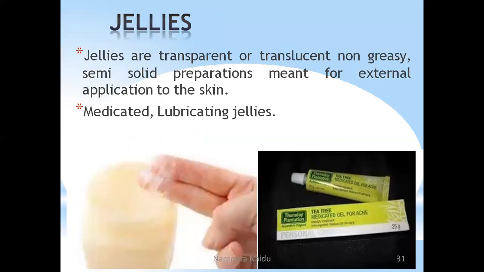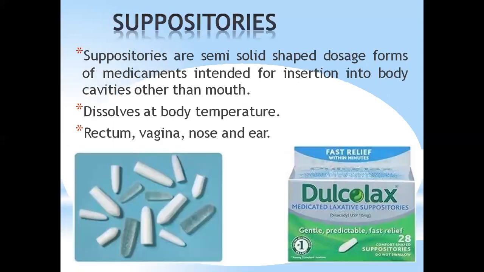Next, jellies. Jellies are transparent or translucent, non-greasy semi-solid preparations. These may be transparent or these may be translucent, non-greasy semi-solid preparations. These are not greasy, though they may look like it. Then where do we apply jellies? Jellies can also be applied only on the skin. There are medicated jellies and there are lubricated jellies.